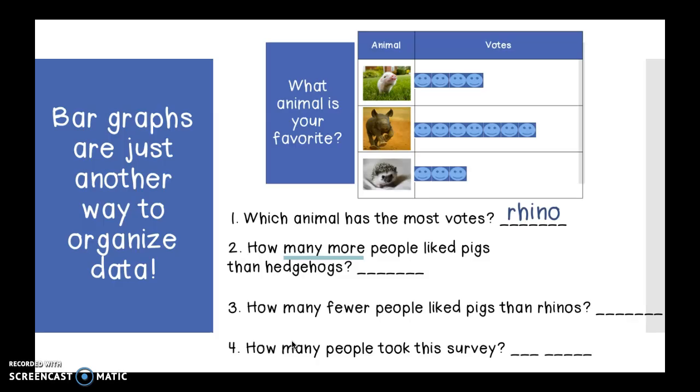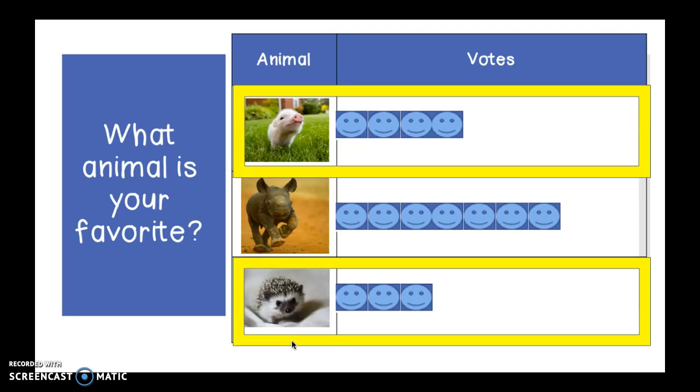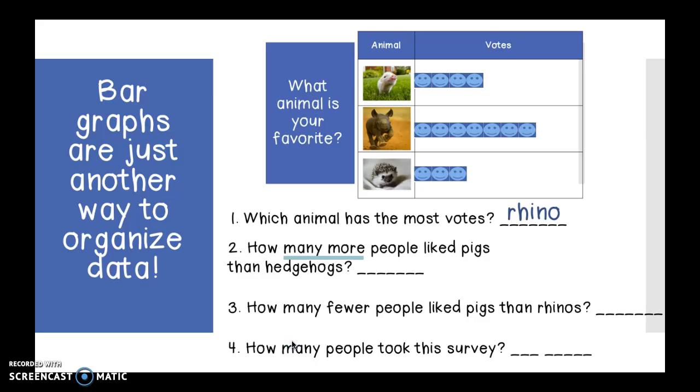Let's do a close-up version of that, friends. All right, we're going to look at just the piggies and the hedgehogs. I'm going to put boxes on them. Just ignore the cute rhinos for a minute. Now, when we compare, we want to see how things are different. Well, let's see. Pigs have 4, and hedgehogs have 3, and I see the pigs have 3 plus 1 more. So that must mean how many more people like pigs than hedgehogs? Well, the answer is 1, because that's how they're different.